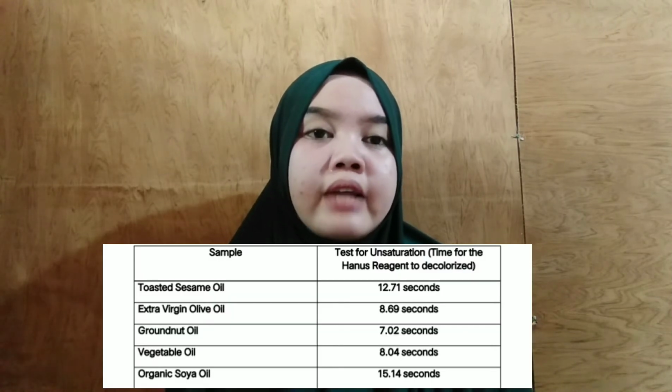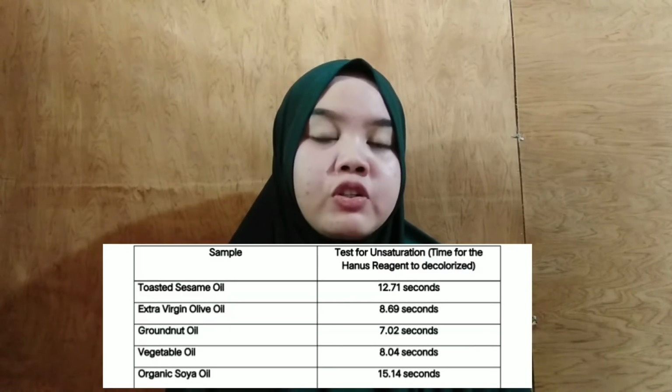Next test is the test for unsaturation. In this test, we're going to identify the time for the Janus reagent to decolorize. We have 5 samples in this test. Procedure. In toasted sesame oil, add 3 drops of iodine to your first oil, which is 20 ml. Then shake the solution until the iodine disappears and time it with a stopwatch. Repeat that for the other oils, then record the time duration.